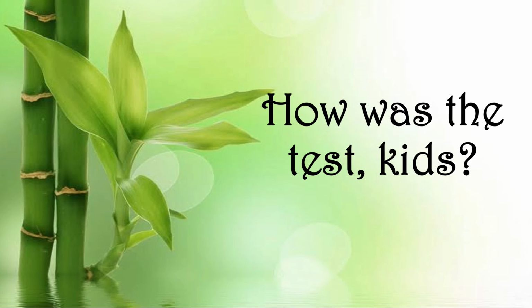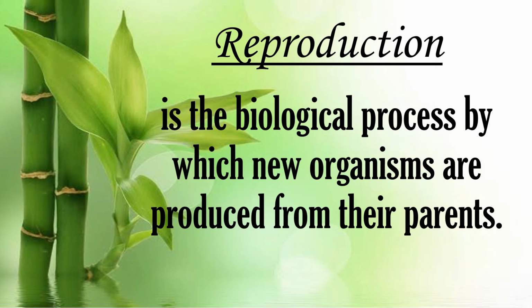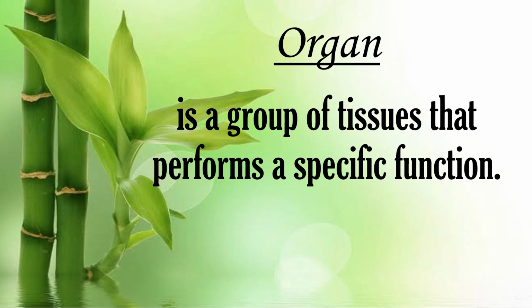How was the test, kids? Did you get a low score? Don't worry, you will learn a lot in this video lesson. Let us unlock some difficult words. Reproduction is the biological process by which new organisms are produced from their parents. Organ is a group of tissues that performs a specific function.